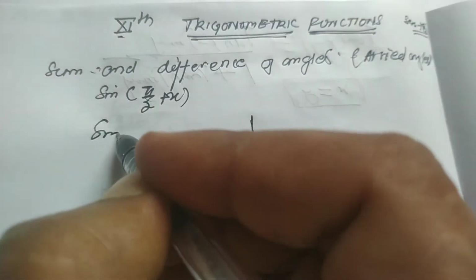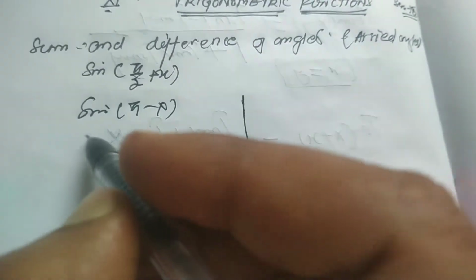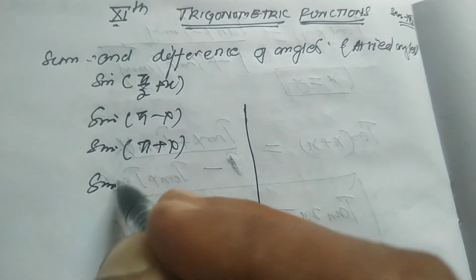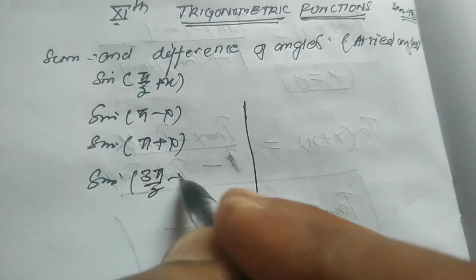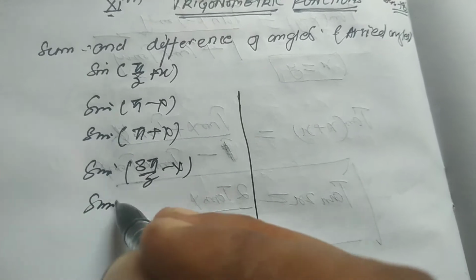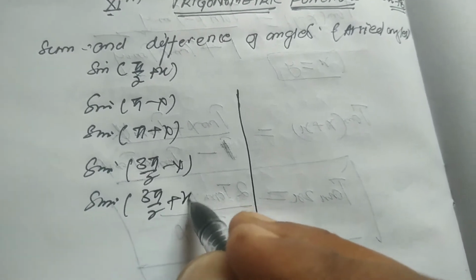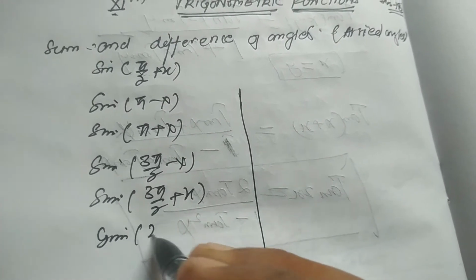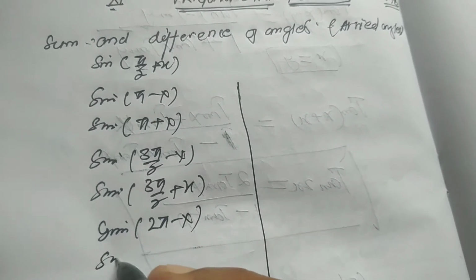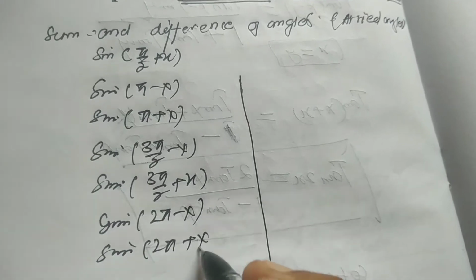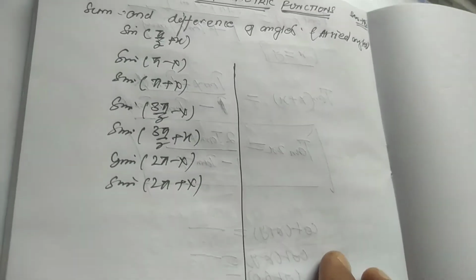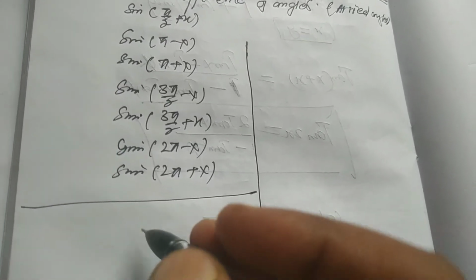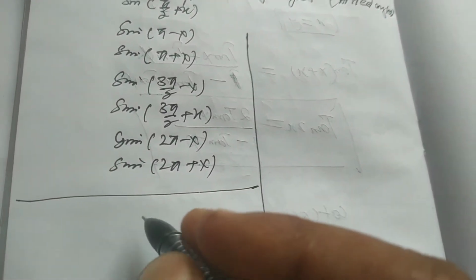this is sin(pi - x), sin(pi + x), sin(3pi/2 - x), sin(3pi/2 + x), and this is sin(2pi - x) and sin(2pi + x). We will discuss it by two methods. The first method, which we have discussed earlier, we use this one.